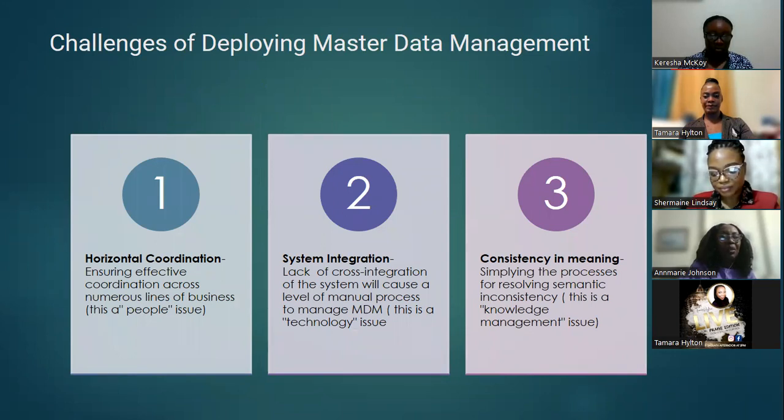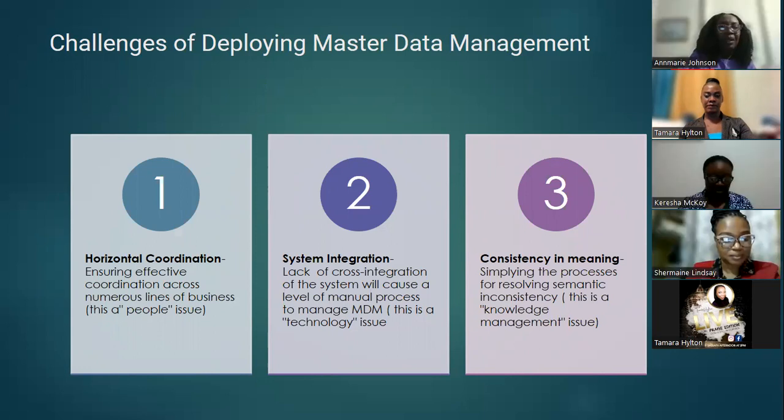The first one is horizontal coordination, and this ensures effective coordination across numerous lines of business, and this is caused by a people issue. The next one is system integration. Lack of cross integration of the systems will cause a level of manual process to manage, and this is usually caused by a technology issue. Consistency in meaning, this is simplifying the processes for resolving systematic inconsistency, and this is a knowledge management issue.